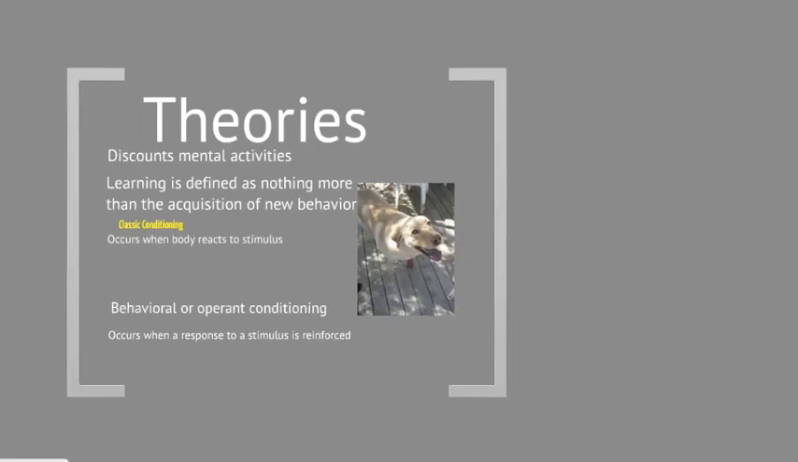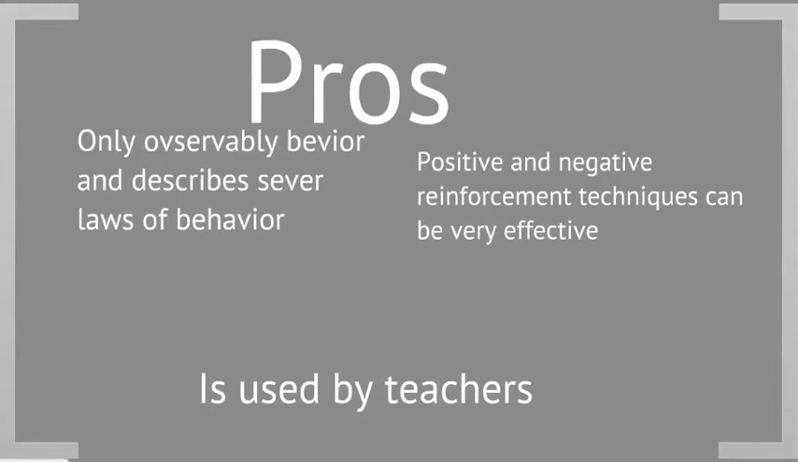The pros to using the behaviorism approach is that it is only observable behavior and can describe several laws of behavior. Positive and negative reinforcement techniques can be very effective, and it is also used by teachers. You can use it to reward or punish your students. So if the student sees that something is not accepted in your classroom, the other students will then pick up on that.